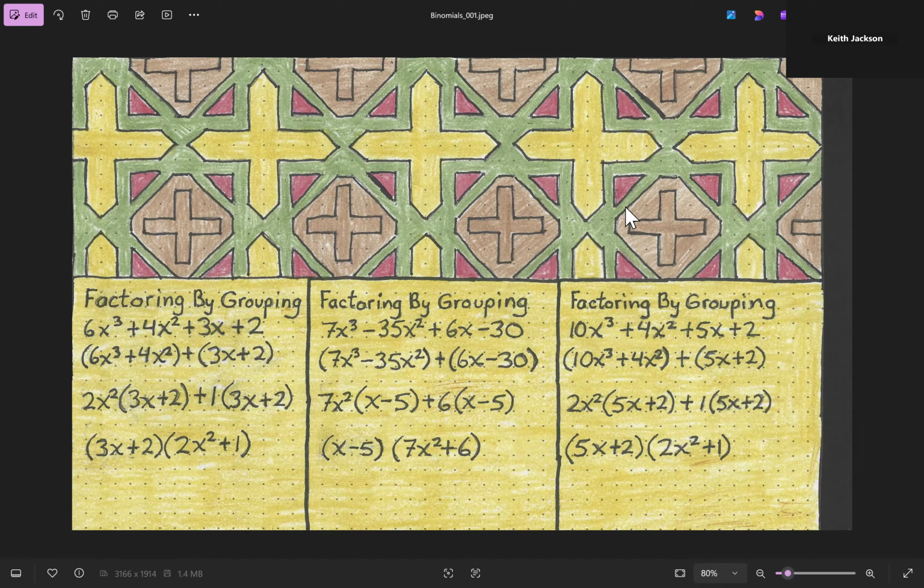You have received a lot of significant information, and I wouldn't blame you if you need to pause the video to take a look at how to factor by grouping.